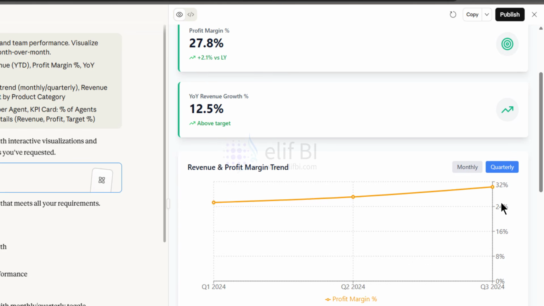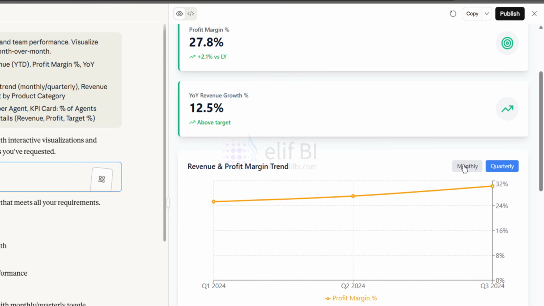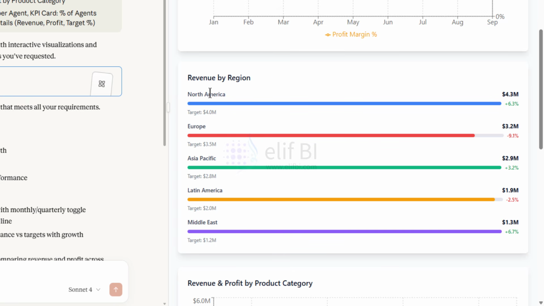At the same time, I don't like the axis to be on the right, it has to be on the left. I don't like the grid lines as well. Revenue by region, it's showing me different revenues by region.